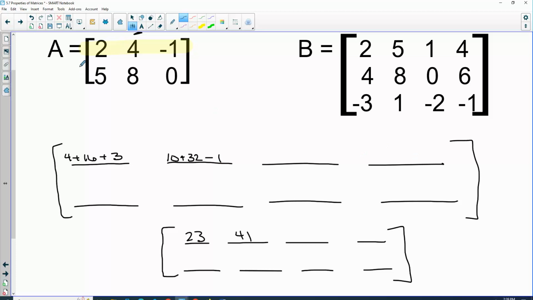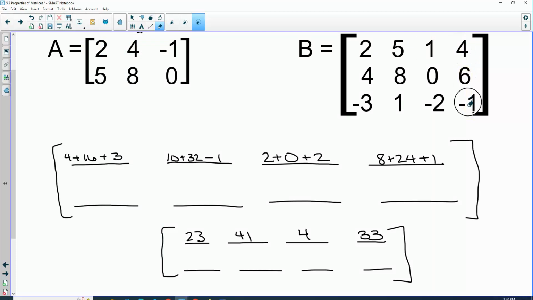Okay, I'm still in the first row, so I'm still multiplying the first row, but I'm just moving to the next column. So 2 times 1, 4 times 0, and -1 times -2. Add those together, get 4. Still in the first row, I'm just doing the final column. So 2 times 4, 4 times 6, and -1 times -1 is 1. So that gives me 33.